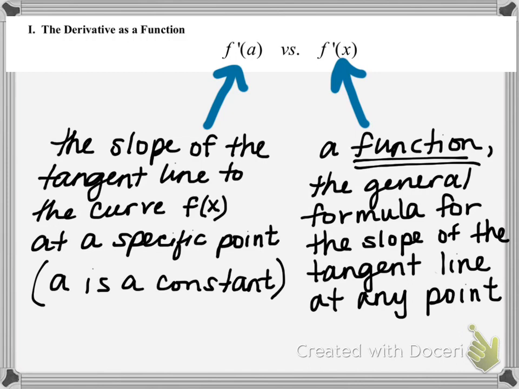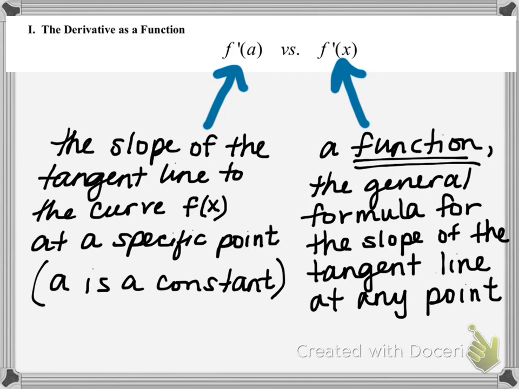So when we compute f prime of a, we expect our answer to be a number, because generally we'll be given an a value. But when we compute f prime of x, then our answer is going to be a function, meaning that it's probably going to have x's in it. And it represents this general formula for the slope at any point on the curve.